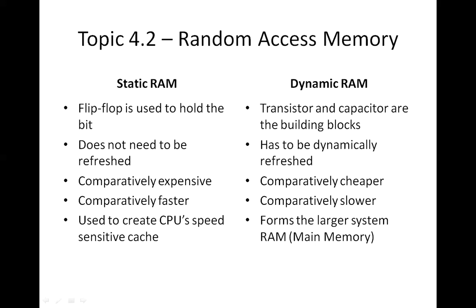So the final storage of data in memory is in form of bits, that is either 0 or 1. In a static RAM, the flip-flop is used to hold the bit, while in dynamic RAM, transistor and capacitor are the building blocks. In a dynamic RAM, the capacitor stores a charge, and the storage of charge decides whether it is 1 or 0.